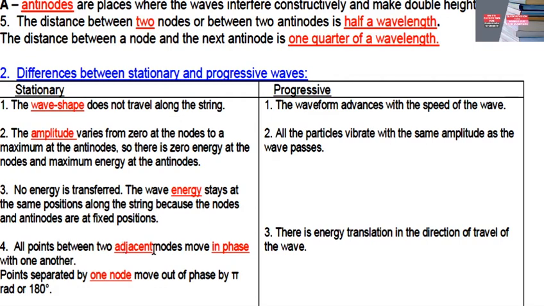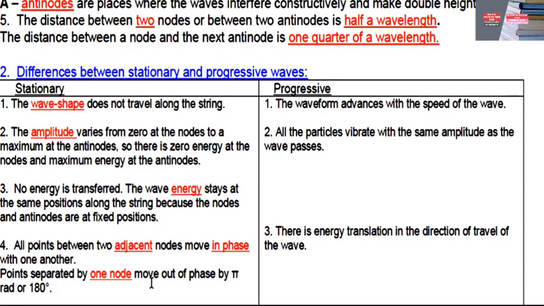All points between two adjacent nodes move in phase with one another. Points separated by one node move out of phase by pi radians or 180 degrees. So all adjacent points between two nodes, they all move in phase.